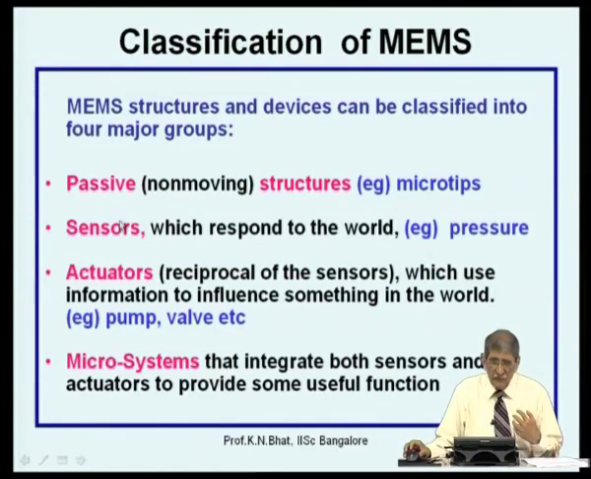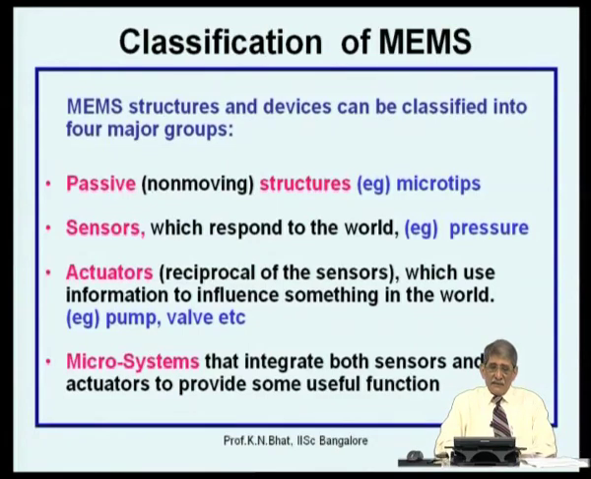So, though we are calling this course microsystems, that has all these things: passive components, sensors, actuators, etcetera. Microsystems integrate sensors, actuators, maybe passive structures to provide some useful function. That means it will also have electronics embedded into it.